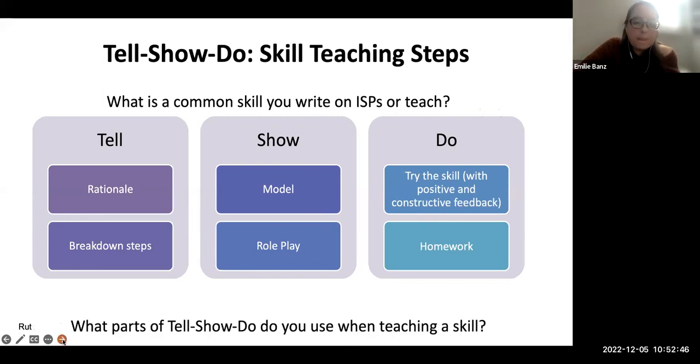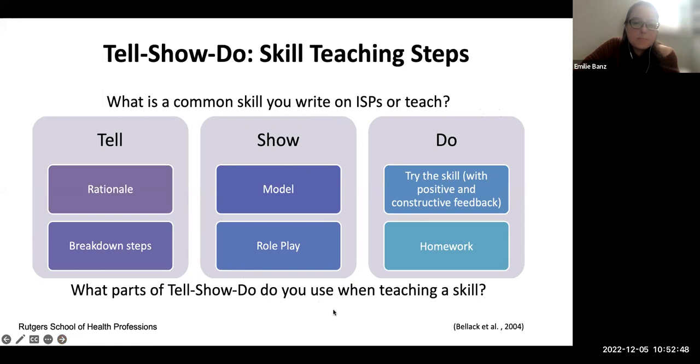Now, I'll ask you specifically, Tracy. When you say you use this skill with the clients that you're working with, are you using all of the parts of tell, show, do? Or maybe just some of these parts? Like, are you specifically going over the rationale and really writing down some of those steps and talking about the steps? What are you specifically doing? If you can give us a little bit of information. All 3. Perfect.